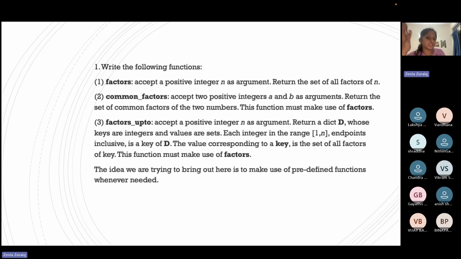It is basically that kind of programming. Instead of writing the same code again in common factors and factors_upto, you take that code, put it in a different function name so that you can call it when you need it in different contexts. Okay, so I'll give you maybe 10 minutes. At 7:40 we can discuss the answer. Please sit and try the logic. Even if you don't get the full question, you can at least try it.